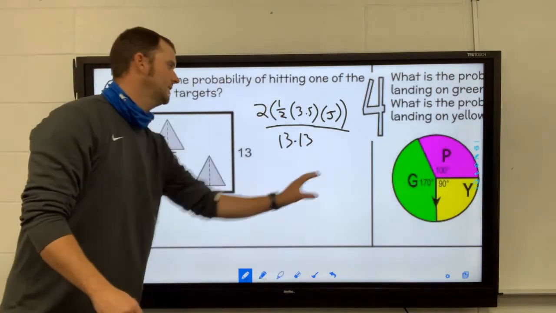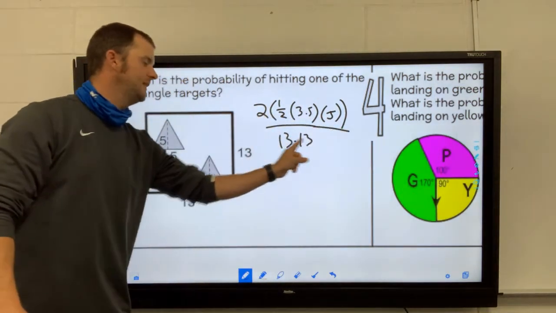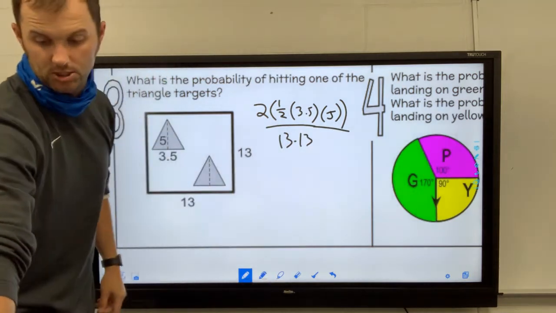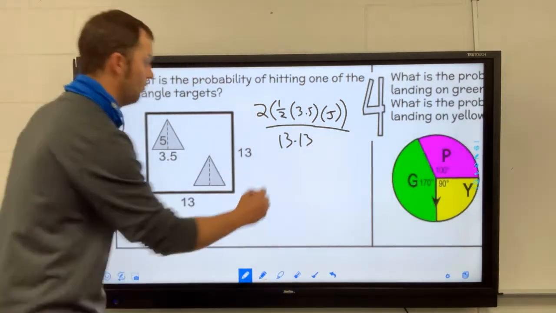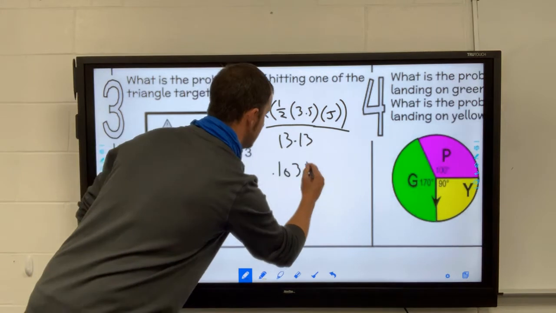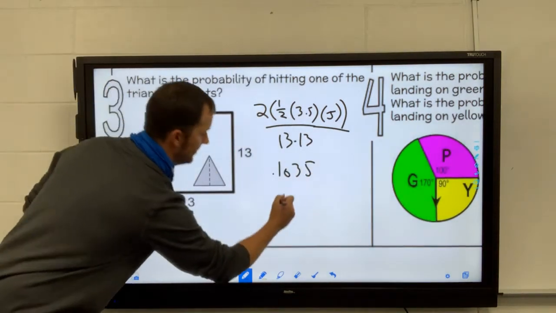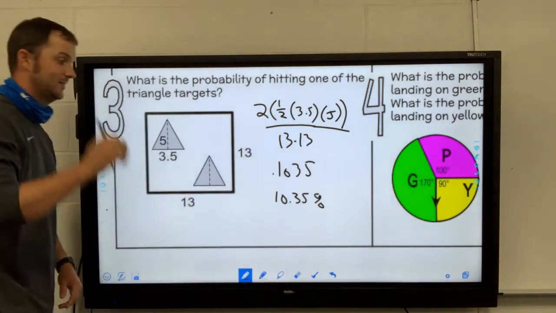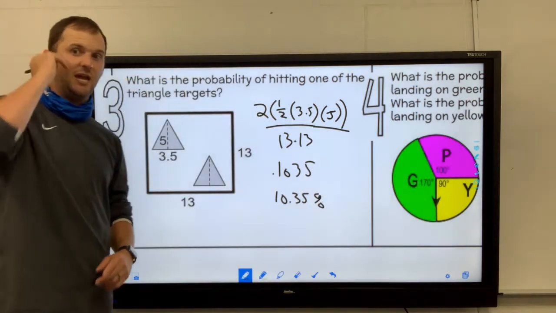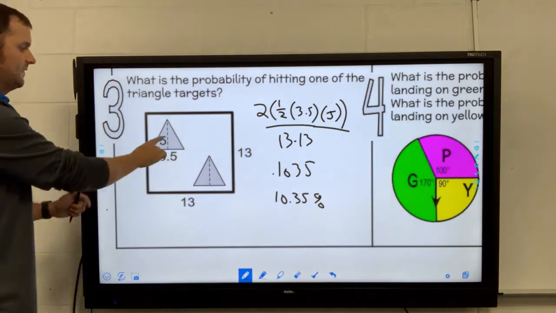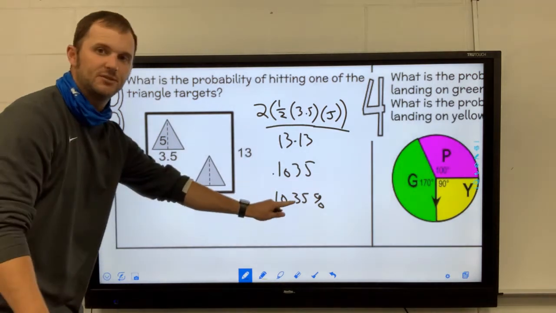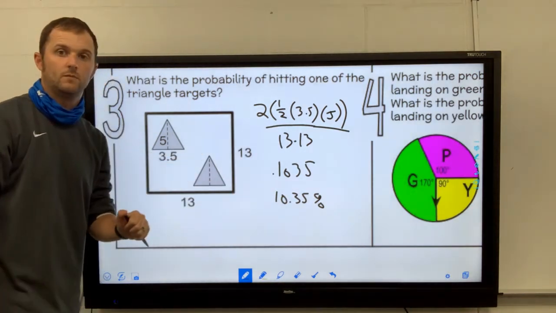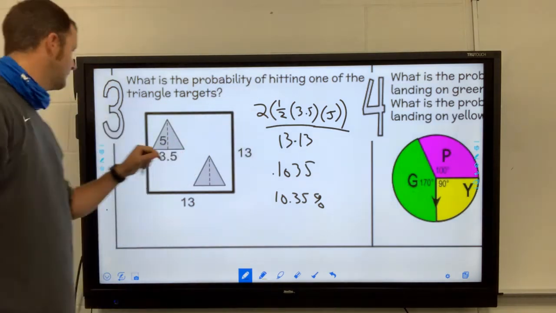So whenever I work this out, what I want on top and the area of the whole thing on bottom, it should come out to be 0.1035, which if I move it 2 decimal places over is going to be a 10.35% chance. So about a 10% chance that if I throw something and hit the 2 targets, there's going to be a 10% chance that I'm going to hit those. Okay?